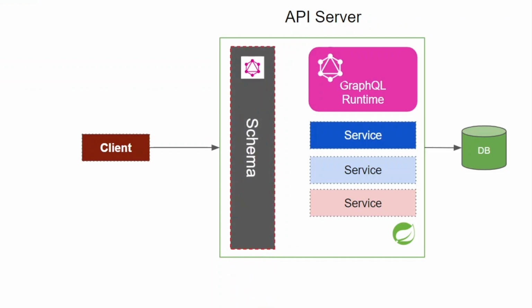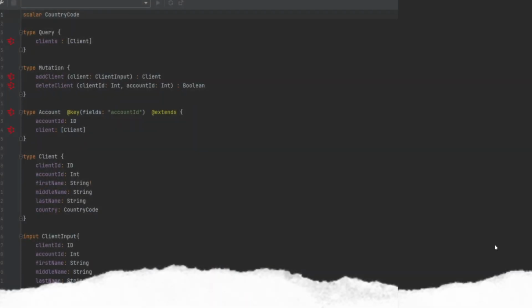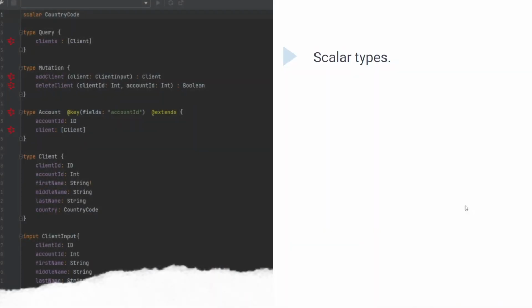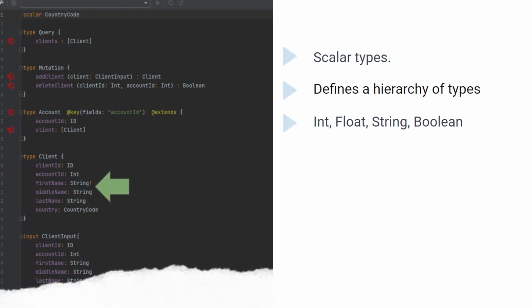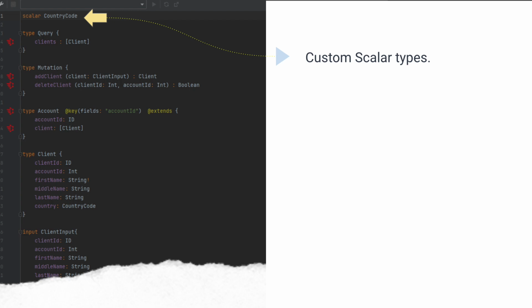The schema defines various types of objects that can be queried and their fields. GraphQL comes with a set of default scalar types that are int, float, string, boolean, and a special type called id. Custom scalar types can also be defined for specific needs. Custom object types are like a user, a product, or an account.